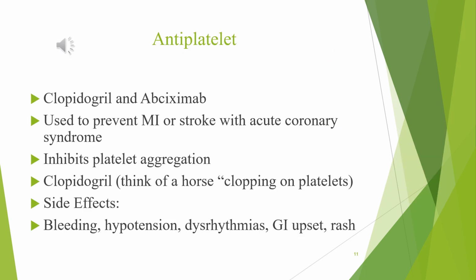So now we're going to talk about antiplatelets. We talked about anticoagulants with our PAR1 antagonists and our factor 10A inhibitors. Now we're moving on to antiplatelets. Clopidogrel is a medication that you'll probably see a lot in clinical practice, but we give antiplatelets to prevent, of course, MIs or stroke with acute coronary syndrome. This inhibits platelet aggregation. So for clopidogrel, you can think of a horse clopping on the platelets, stopping those platelets from coming together and forming that clot.